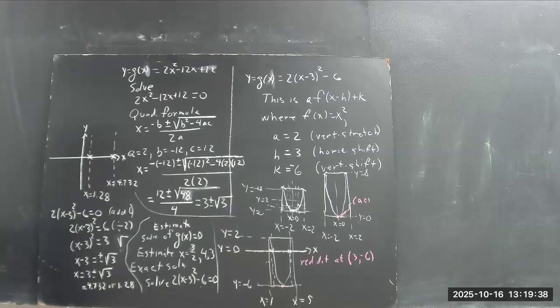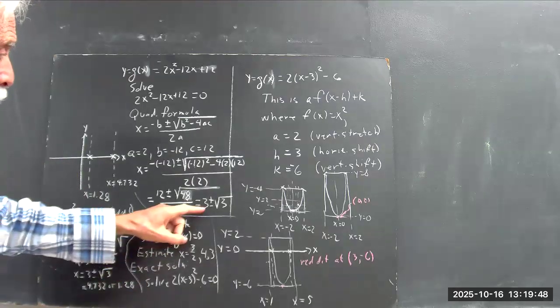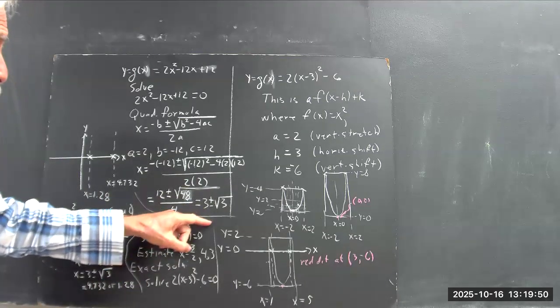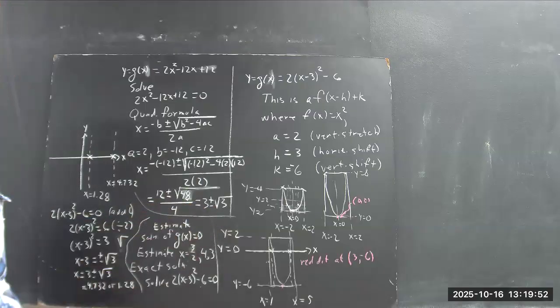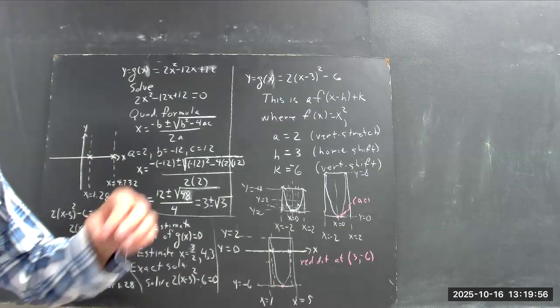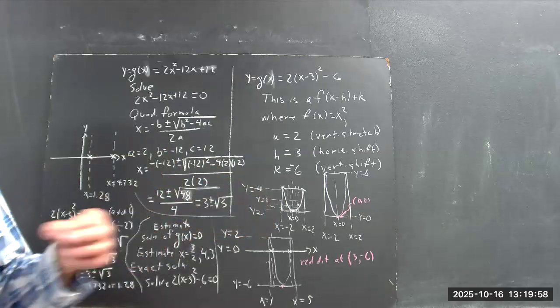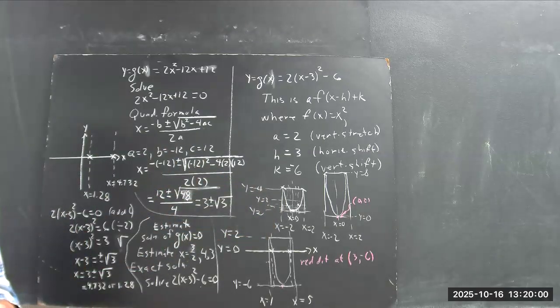Well, the rest of it is, where's your axis of symmetry? Well, it turns out your zeros are 3 plus the square root of 3 and 3 minus the square root of 3, right? What's halfway between 3 plus the square root of 3 and 3 minus the square root of 3? Can you show with your fingers?